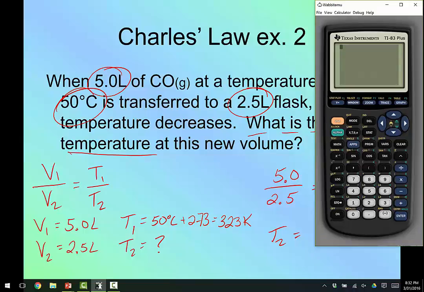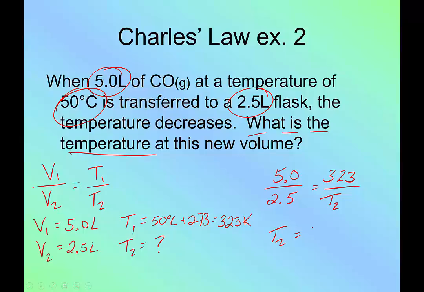So, again, I'm going to cross multiply. I'm going to take my 2.5 and I'm going to multiply by my 323. Okay, so that gives me 807.5, and then I divide by the thing that's going to be multiplied by the variable, which is 5.0. So I divide 5, and I get 161.5. So our answer here is 162 Kelvin.